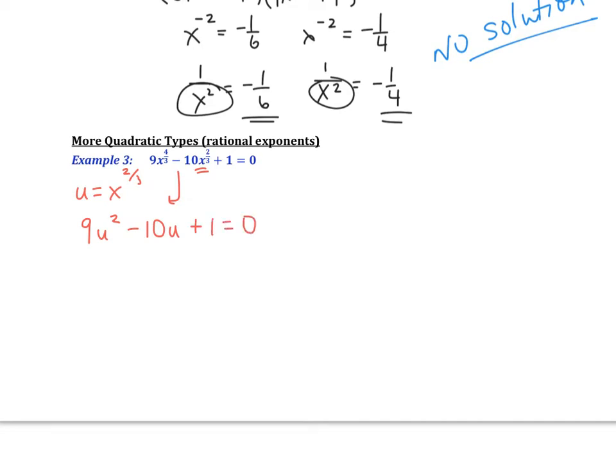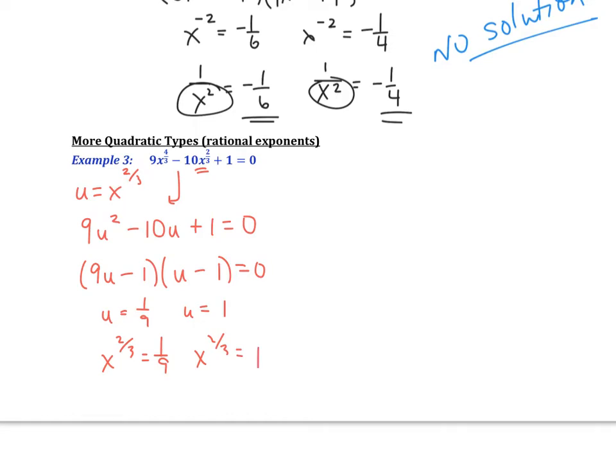And then from there you can factor that to 9u minus 1 and u minus 1 equal to 0. And then when you go to do u is equal to 1/9 and u is equal to 1, you have to change the u now back to x to the 2/3 equal to 1/9 and x to the 2/3 equal to 1.